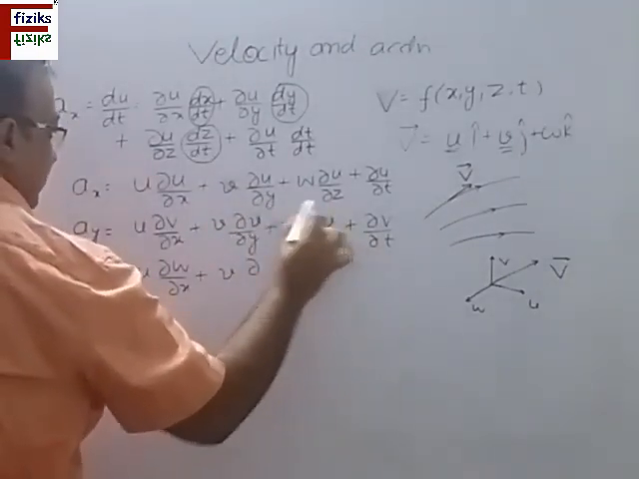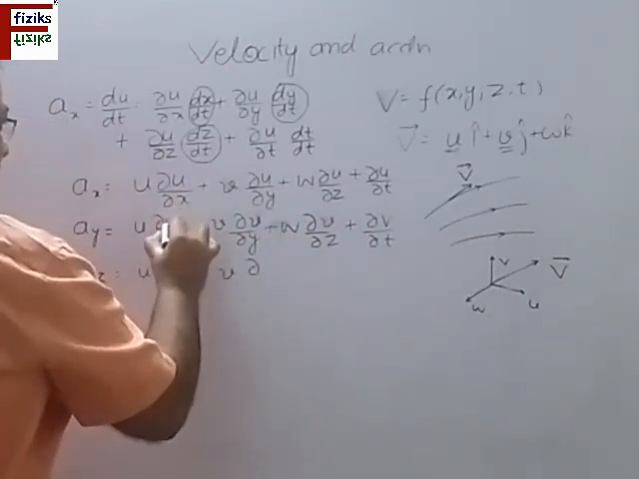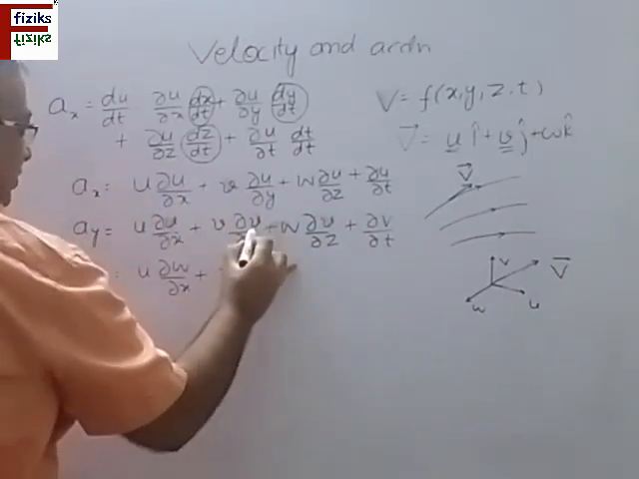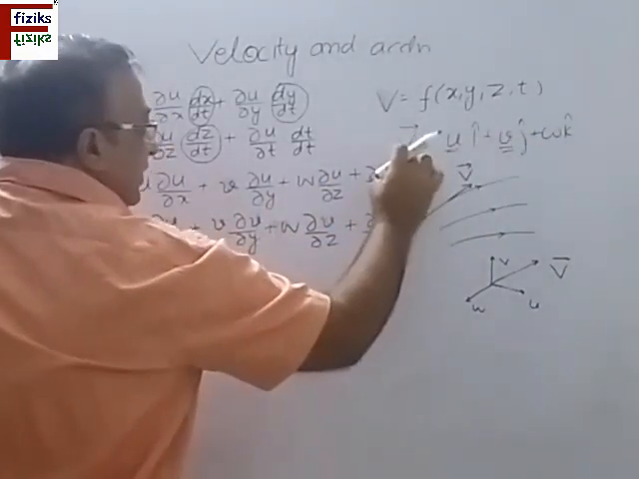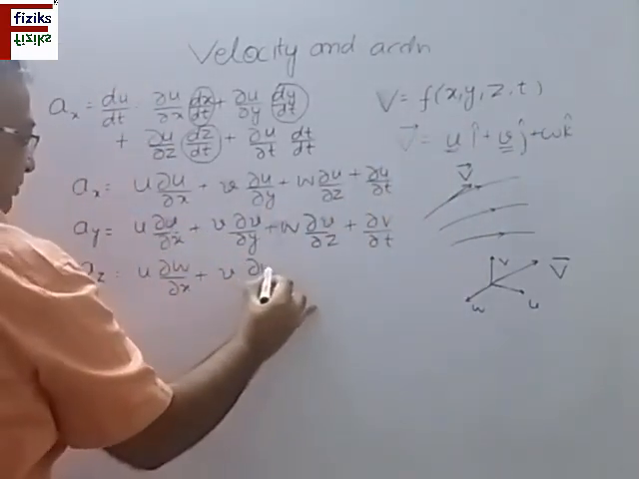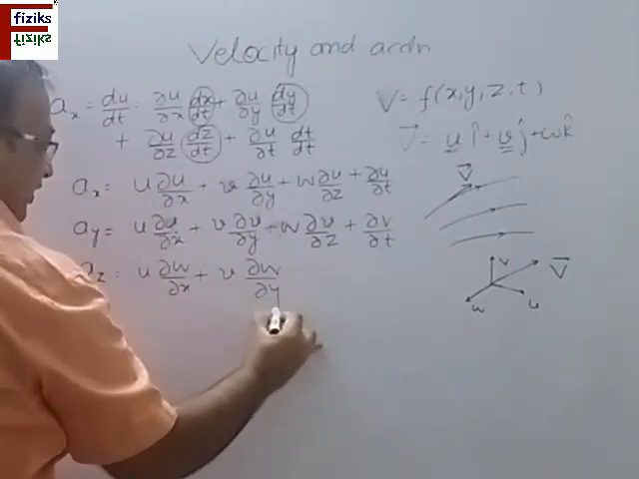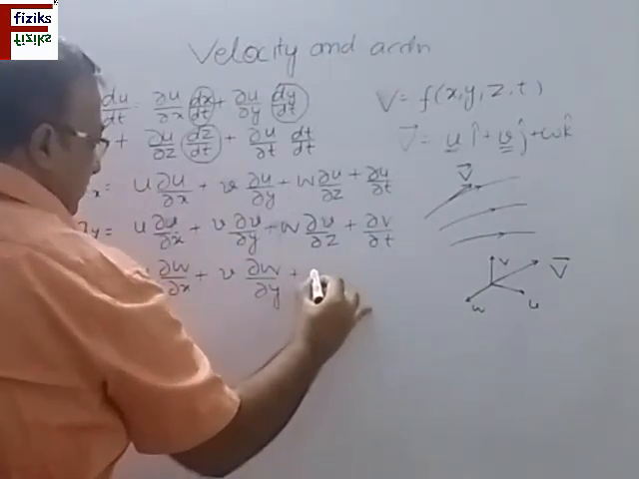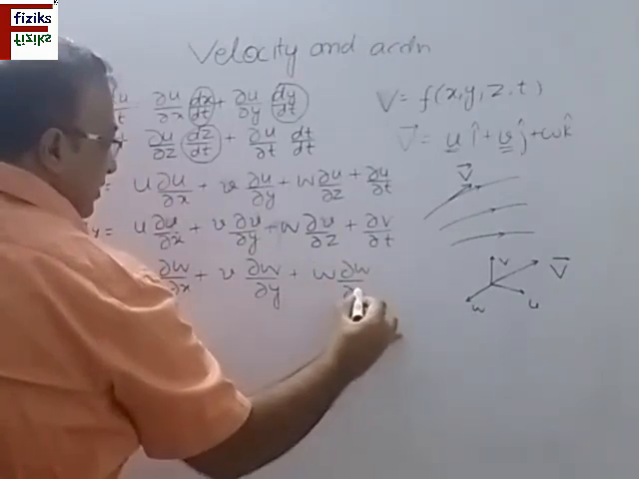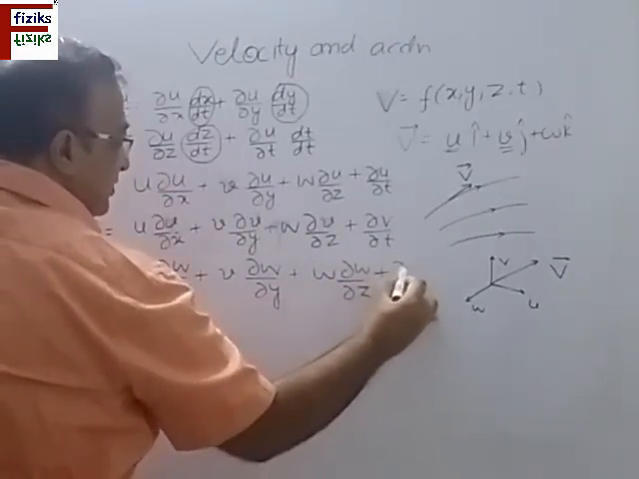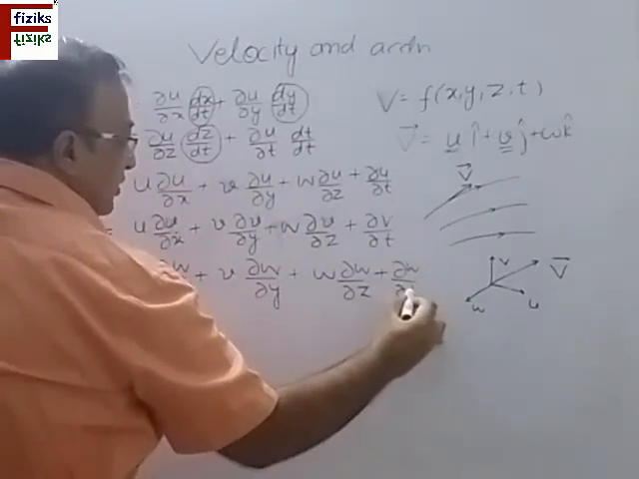This is small v everywhere. I am writing this so that there is no confusion between this small v and this capital V. Del w by del y plus w del w by del z plus del w by del t.